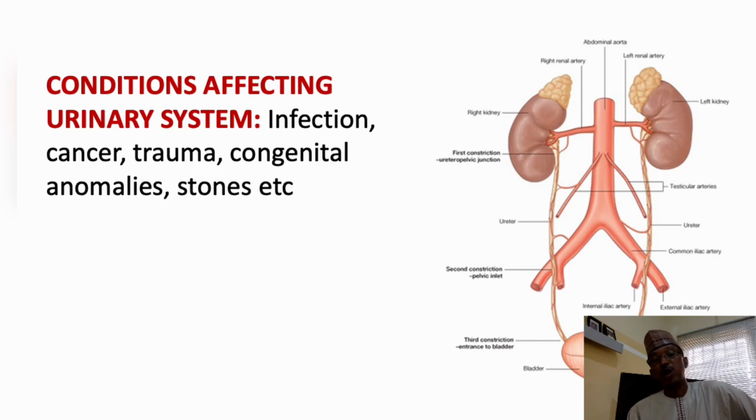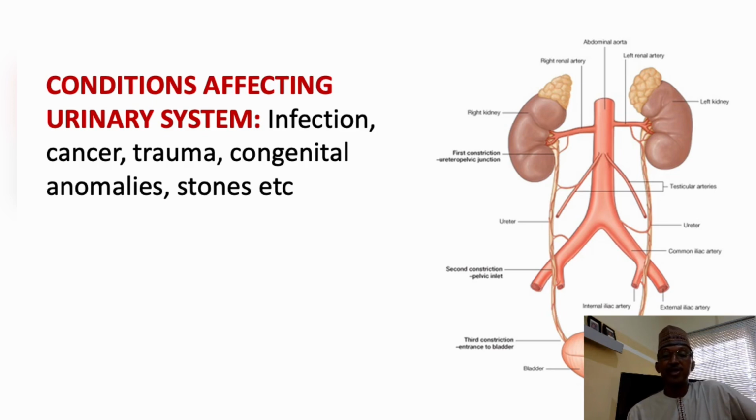So the kidney can get traumatized as a result of either domestic accident or road traffic accident, or during a fight, or as a result of gunshot. Again, congenital abnormalities can also affect the kidney, what we call the polycystic kidney, or maybe the horseshoe kidney. All these are congenital abnormalities that can affect the kidney.